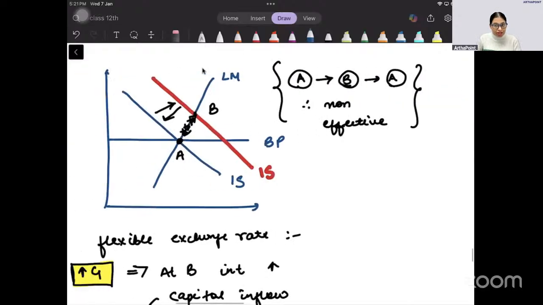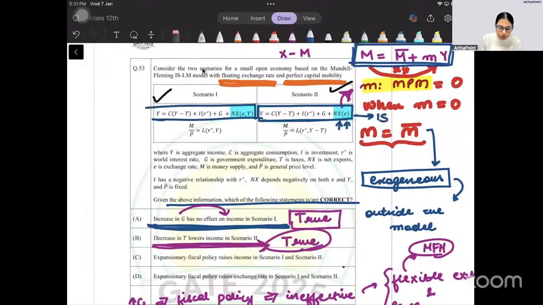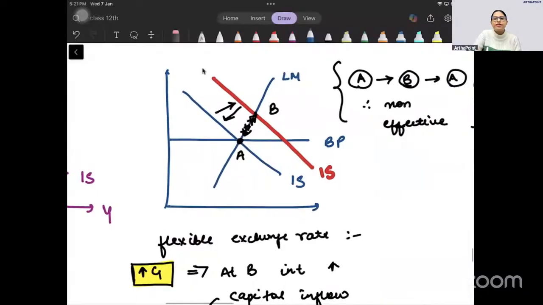अब देखो जो G वाला कंपोनेंट था, it was only entering the IS equation in both the scenarios. G was not there here or here. G is not in LM curve. इसीलिए there was no shift of the LM curve. LM curve ना rightward shift हुआ ना leftward. The LM curve did not shift. Right? Are you understanding this? Because the G component was only there in the IS curve.